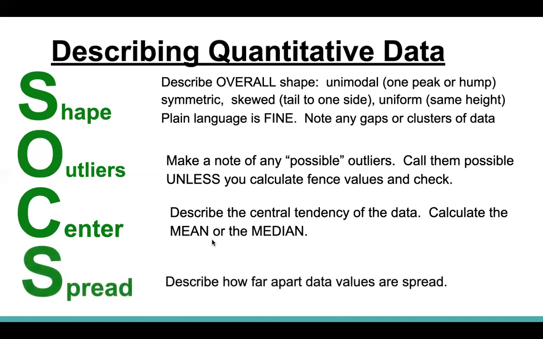And then spread describes how far apart the data values are. We have 3 different measures. Today we're going to talk about the easiest one to understand, which is just range. Range is how far apart the highest and the lowest value are, so the maximum value minus the minimum value. Later on we'll talk about standard deviation and IQR.